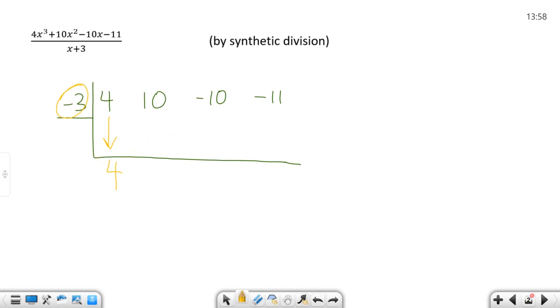So again, let me get rid of this stuff here. It's going to be -12. Then we add these together. Again, I use the word add because that means I'm not changing the sign, like I do in long division each step.